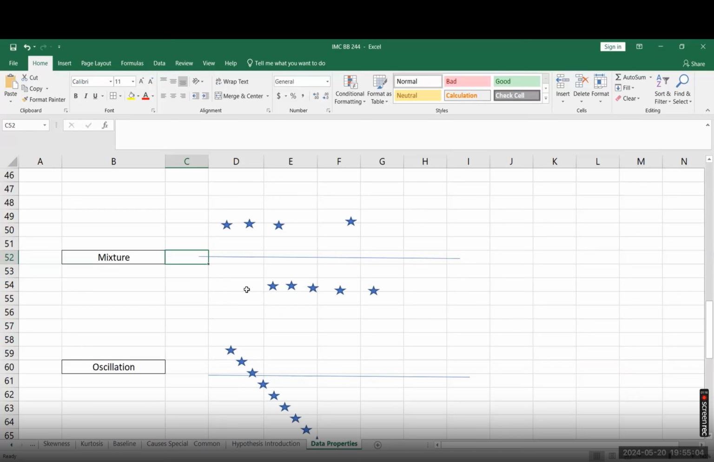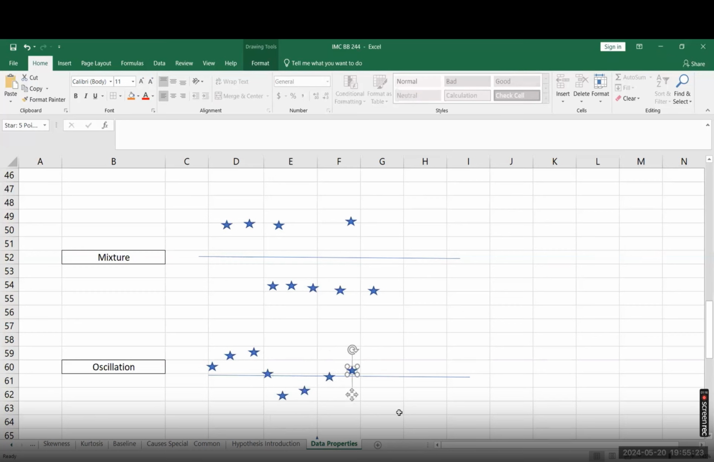Oscillation means when data is following some kind of waves, like as you are collecting the data on a continuous basis and data is following such kind of pattern. This is called oscillation, like as this.